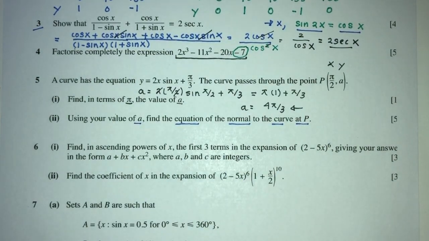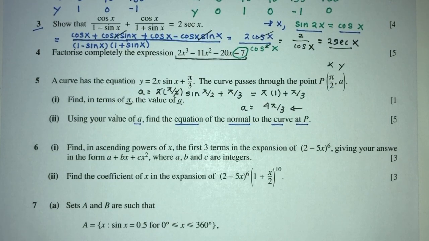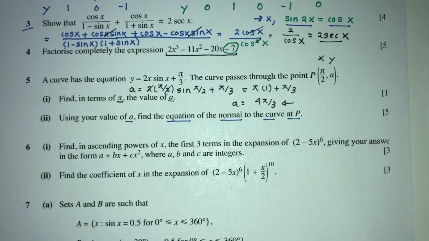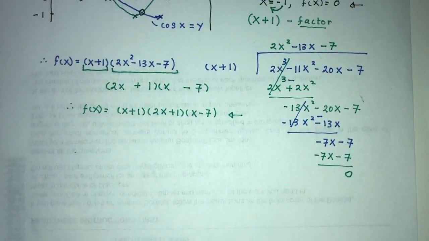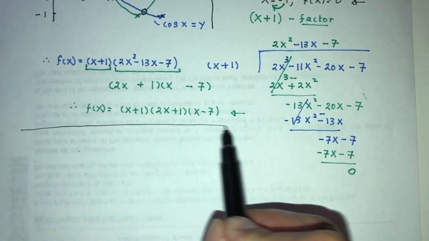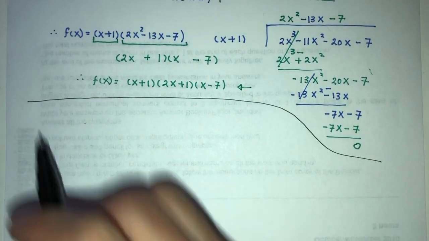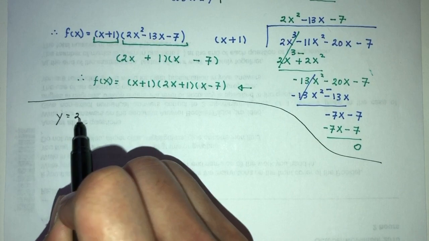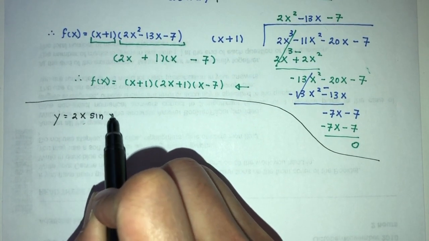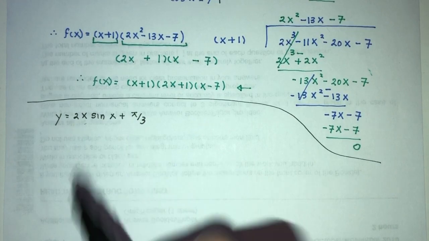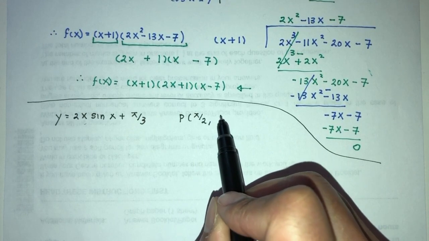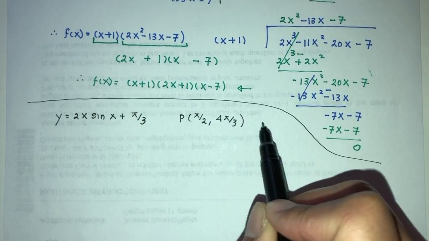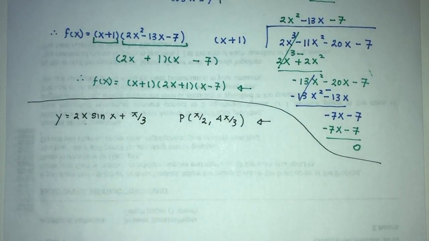So now we have to understand what exactly we are looking for. We are trying to find the equation of the normal. If you don't understand, we have to go back and draw something. Let me make some space here. For example, we know the curve has equation y equals 2x sine x plus pi over 3. That's the equation of the curve. And we have a passing point which is pi by 2, and the value of a was found to be 4 pi over 3. That is the point P, and also we have the value of y over here.